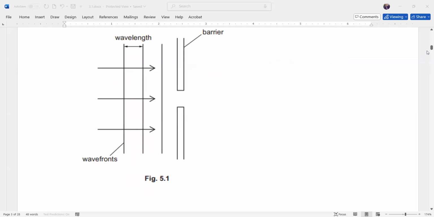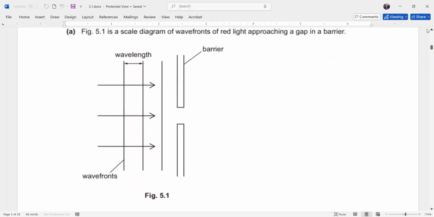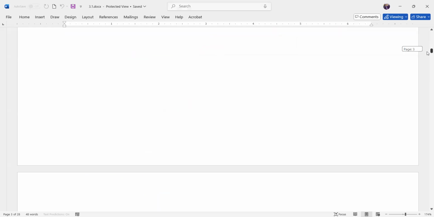And sir, do we not have to draw a wavefront in the gap? No need, because we want to show the pattern when it passes through the barrier. I don't have to draw any wavefront in this part. I just have to draw the wavefronts as they look once they pass through the gap. Okay, sir, thank you.